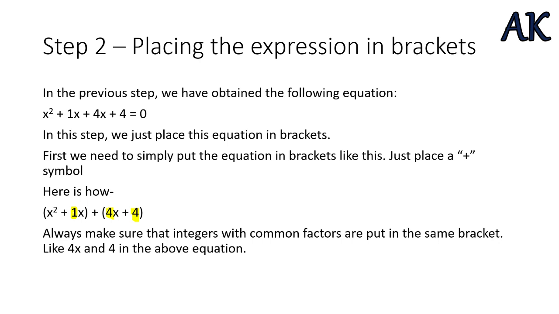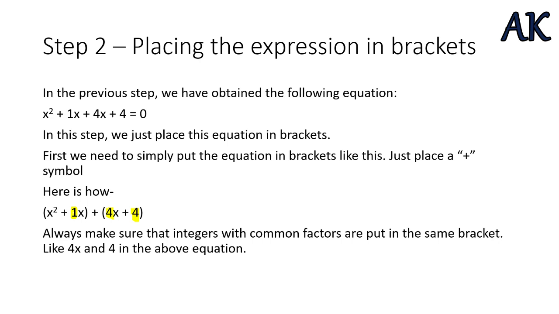Step 2. Placing the equation in brackets. In the previous step, we have obtained the following equation: x squared plus 1x plus 4x plus 4 equals 0. In this step, we just place this equation in brackets. First we need to simply put the equation in brackets like this. Just place a plus symbol. Here is how it looks: x squared plus 1x in brackets plus 4x plus 4 in brackets.